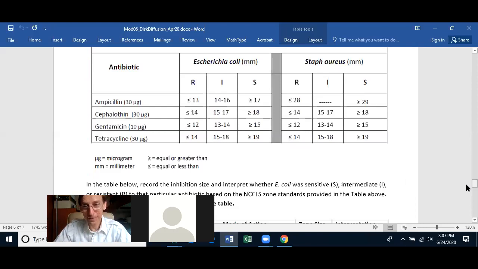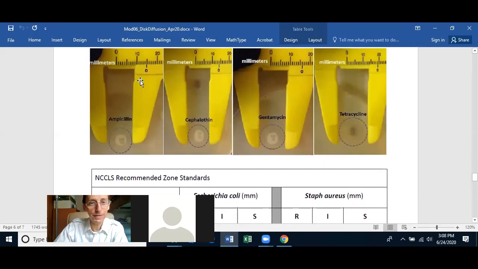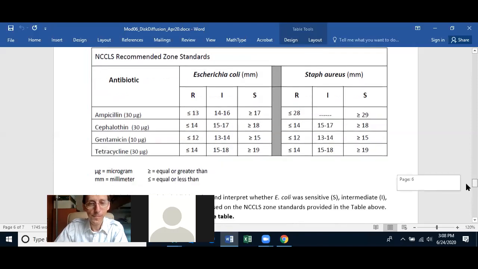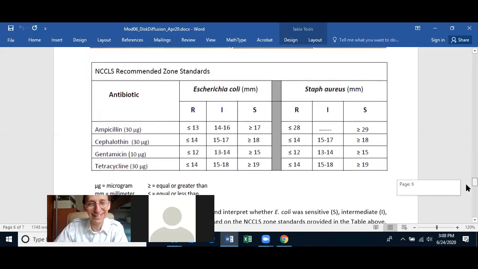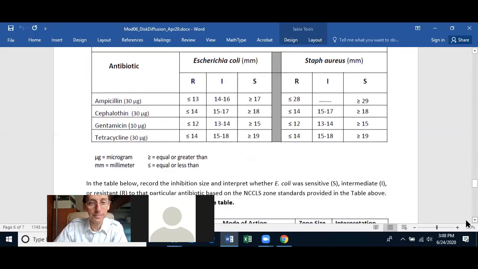Come on, somebody can answer. Here we go: 15 millimeters, ampicillin, E. coli. Is E. coli sensitive to ampicillin or resistant? Sensitive. You want to take another guess? Intermediate? Yeah, it's intermediate. 15 millimeters would be intermediate. Thank you, too, for guessing.